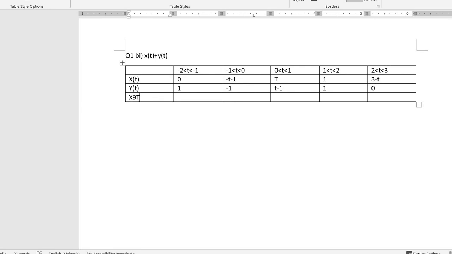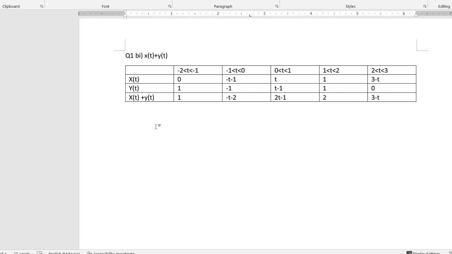xt plus yt. Okay, then you just plus 0 plus 1, you get 1. Negative t minus 1 plus negative 1, so you get negative t minus 2. And then next one, this is small t. Okay, this is small t. So t plus t minus 1, so you got 2t minus 1. Then next one, 1 plus 1 is 2. So negative t plus 3 plus 0, you got 3 minus t. So see, so easy if you use the table.